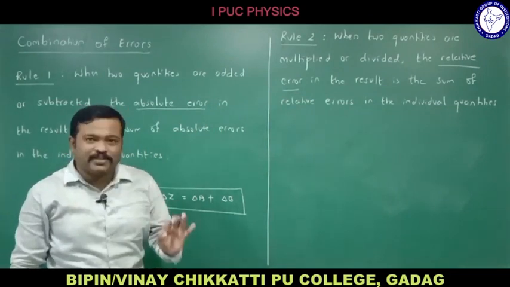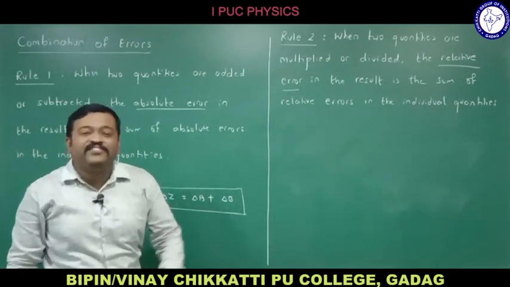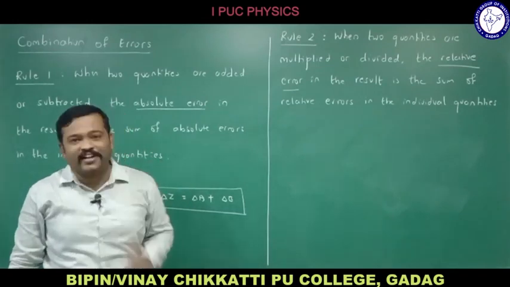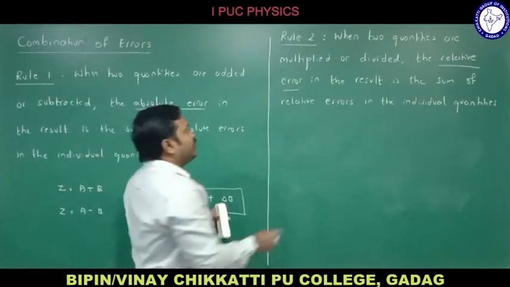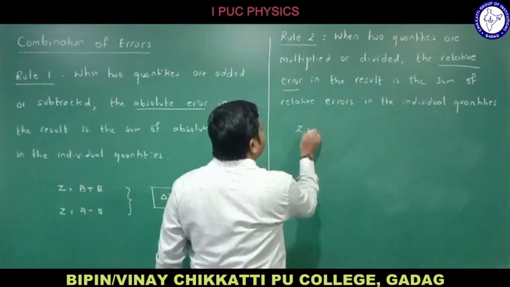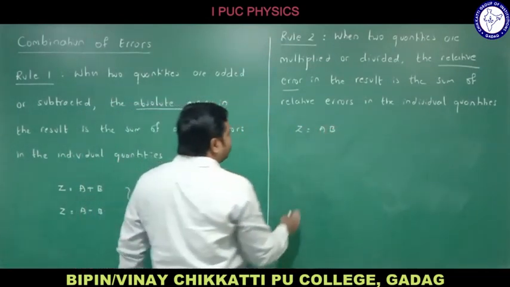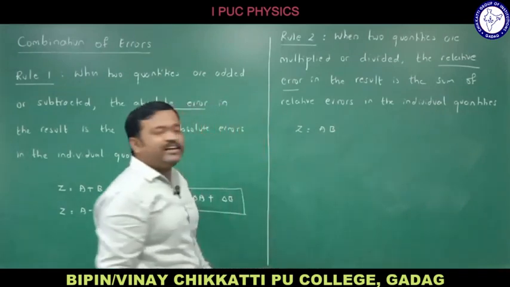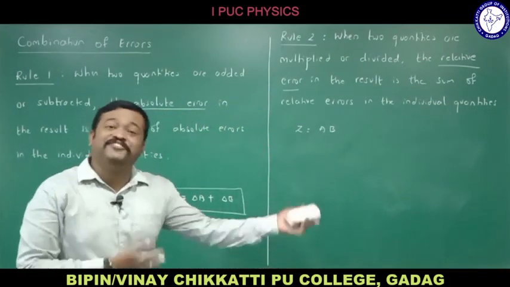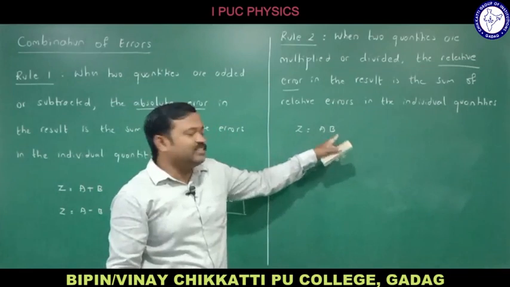If there is addition or subtraction, take absolute error. If there is multiplication and division, take relative error. Okay, let me take an example here. A general example: let me take Z equal to AB, A into B. Then Z equals A into B. It is like momentum equal to mass into velocity, where this is mass and this is velocity.